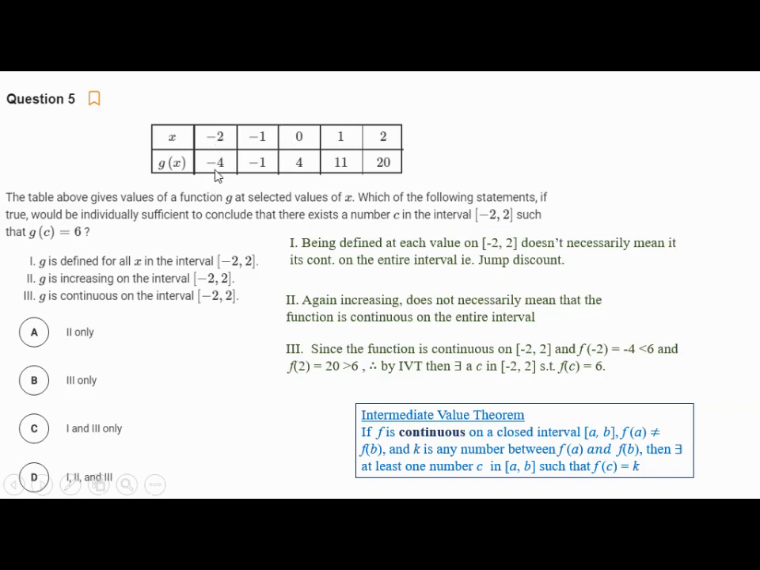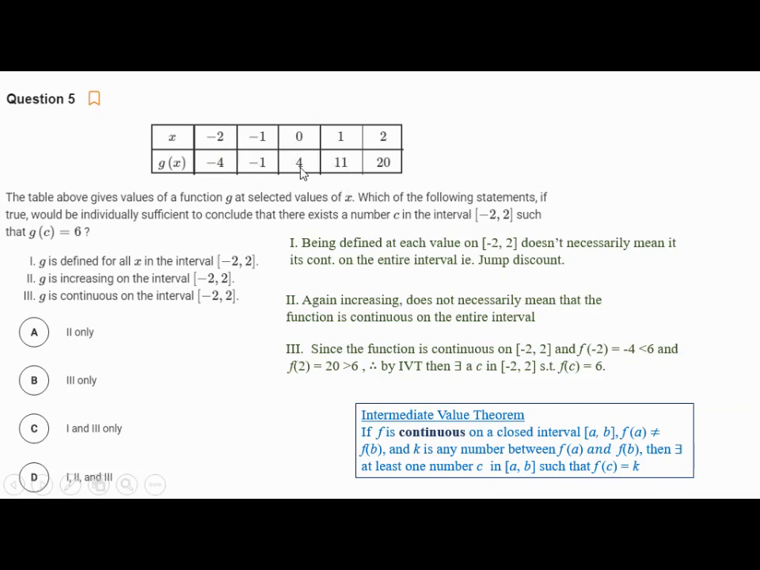The endpoint, the y value is -4, which is less than 6. And the right endpoint, the y value is 20, which is greater than 6. And 6 lies in between -4 and 20. And you could probably even zero in on this interval 0 to 1. But although it says that, at least one number c, you don't know what happens in between these values, if it went above or below.